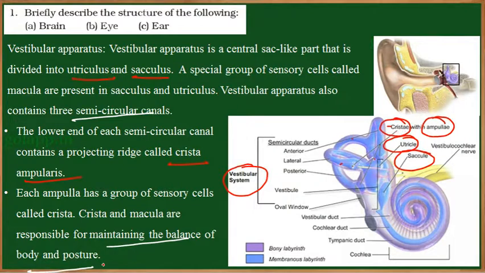Now these structures have sensory cells called macula. Now this macula is responsible for maintaining the balance and the posture of the body. So the innermost part of the ear contains the vestibular system. This system has sensory cells called macula. They are required for maintaining balance and posture.